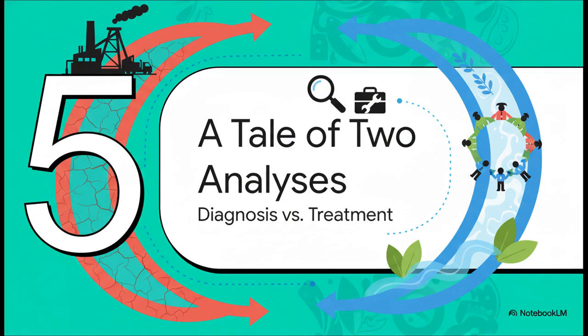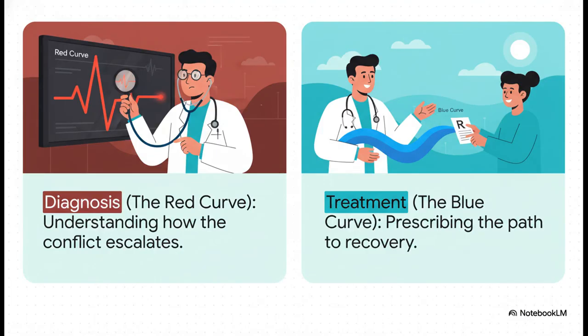So we've walked the whole path, all the way up the red curve and all the way down the blue. So what's the single most important thing to take away from all this? It's this crucial idea that you have to look at the problem and the solution as two separate things. Let me give you a really simple analogy that makes this crystal clear. Just think about going to the doctor. The whole experience is split into two very different parts, right? First, you get a diagnosis, and then you get a treatment.